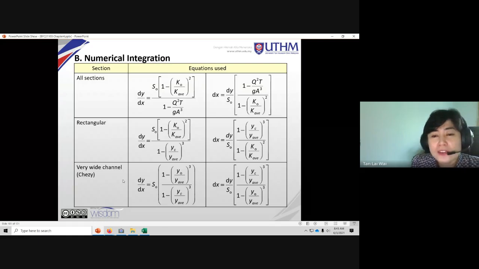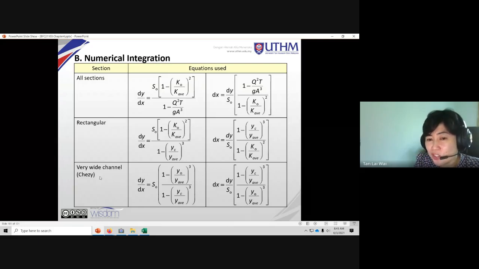Now, if the channel is very wide, do you still remember that for a very wide channel, our hydraulic radius R is almost equal to Y? Therefore, we use R equals Y, so we can simplify. Look at this, the K, the conveyance, simplifies into Y naught over Y average, due to the simplification for a very wide channel.